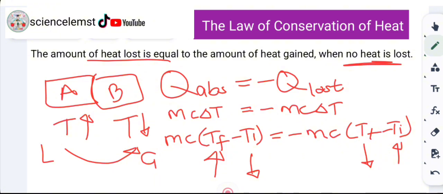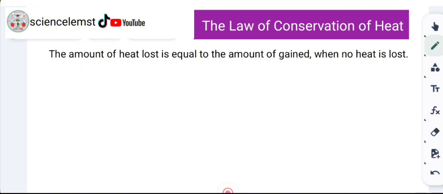Let's do an example to prove the law, that the law is true. Let's say I have two beakers.